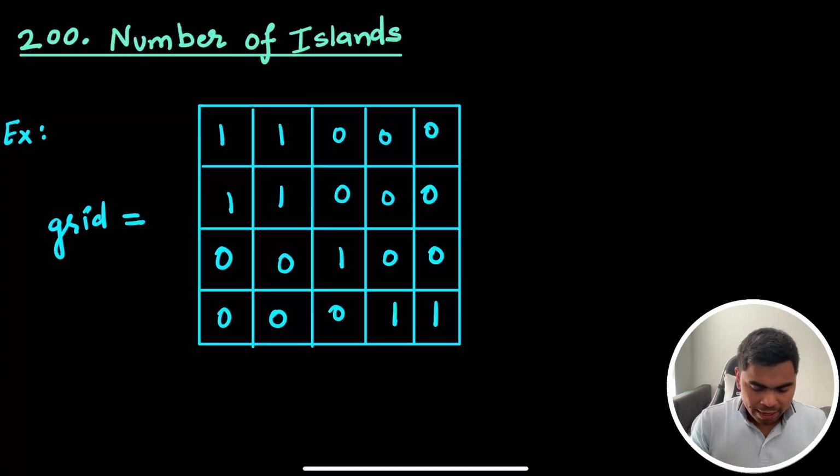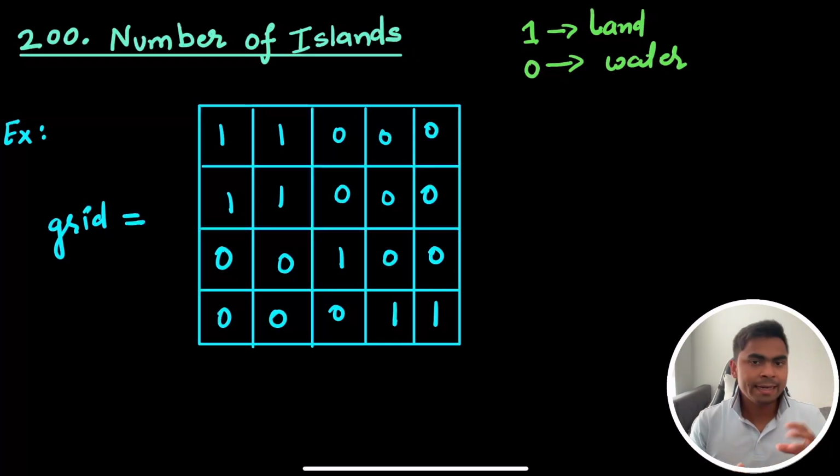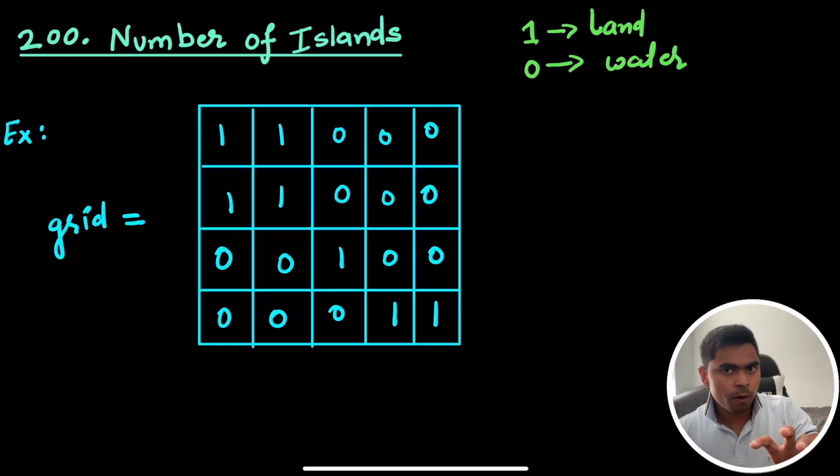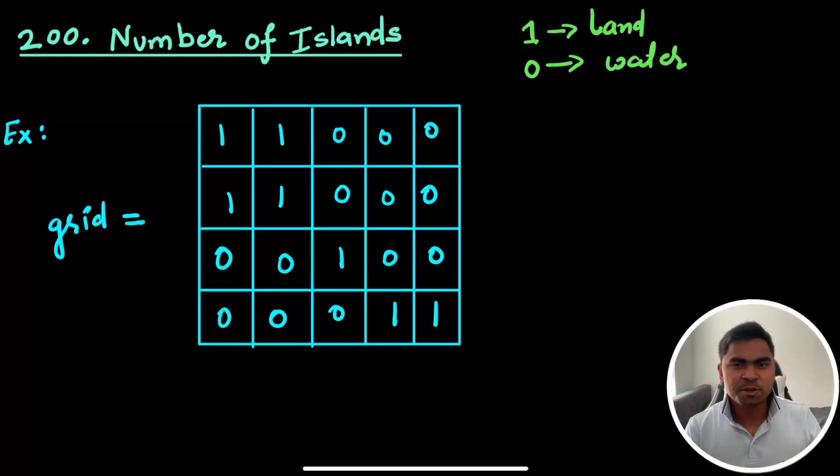So I have drawn this grid. It has zeros and ones. One means land and 0 means water. An island is basically a group of lands together horizontally or vertically. So what does that mean? In short, we are trying to find these groups of lands, and whatever number of groups exist on this grid, that's the number that we return.